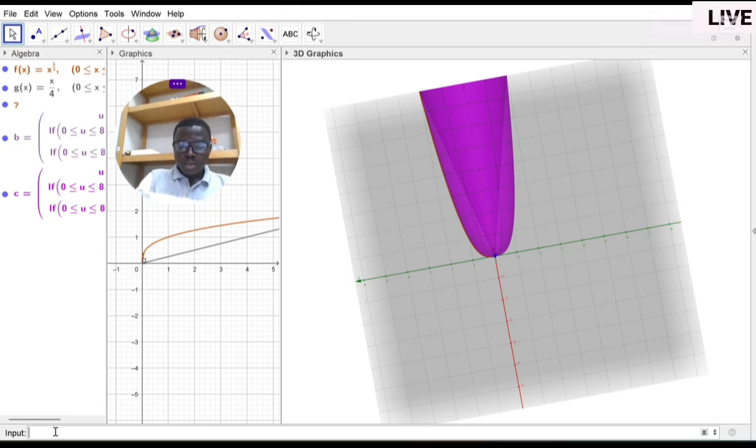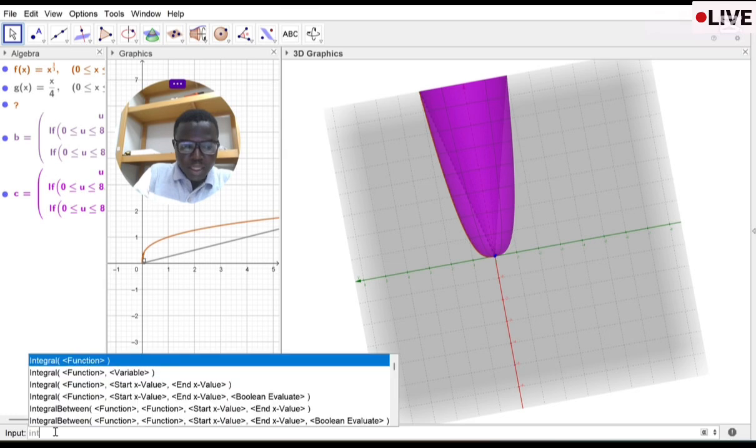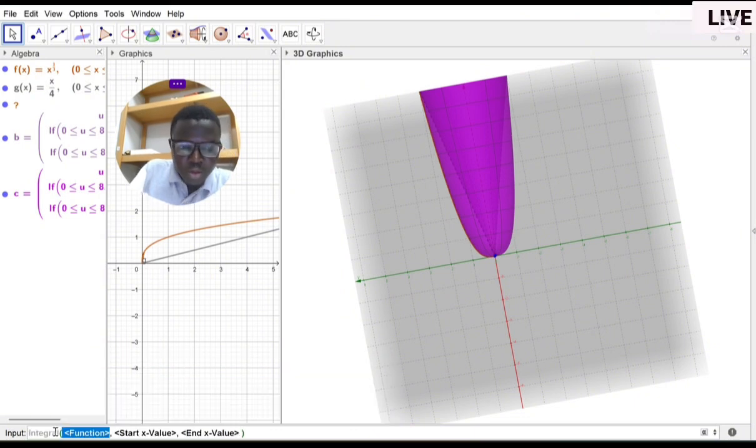So how do we do that? You can do pi, right? And then for the pi, multiply by, let's say, integral, or you can start straight away. You can type integral, right? So for integral, you can see that it comes with the function, the start value and the end value. You can click there, and then we know that our outer radius will be the outer function, right?